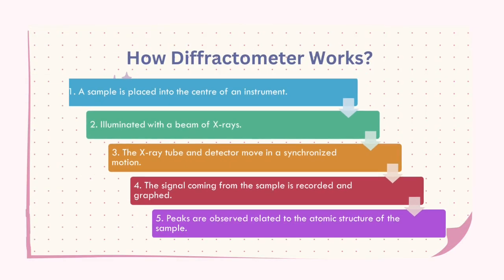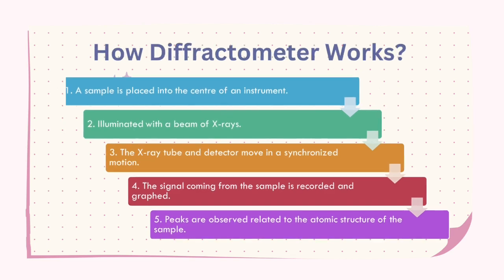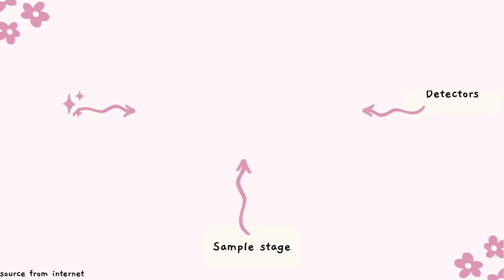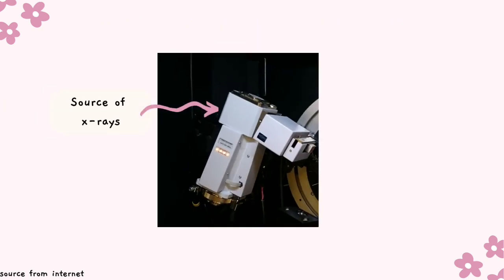In an X-ray diffraction experiment, a sample is placed into the center of an instrument and illuminated with a beam of X-rays. The X-ray tube and detector move in a synchronized motion. The signal coming from the sample is recorded and graphed, where peaks are observed related to the atomic structure of the sample. There are 4 components in total inside a diffractometer: the source of X-rays, sample stage, detectors and computer system. An X-ray tube is a common source of X-rays.